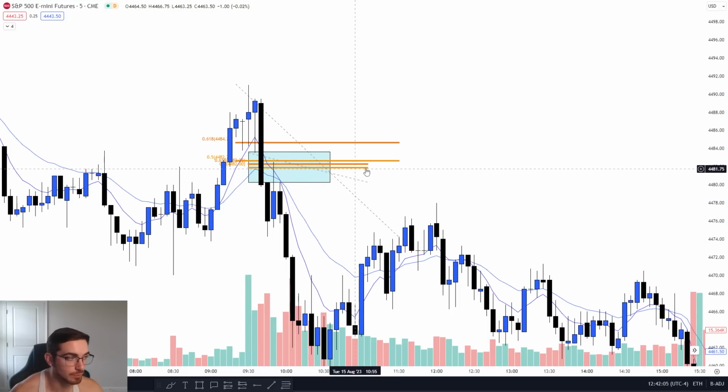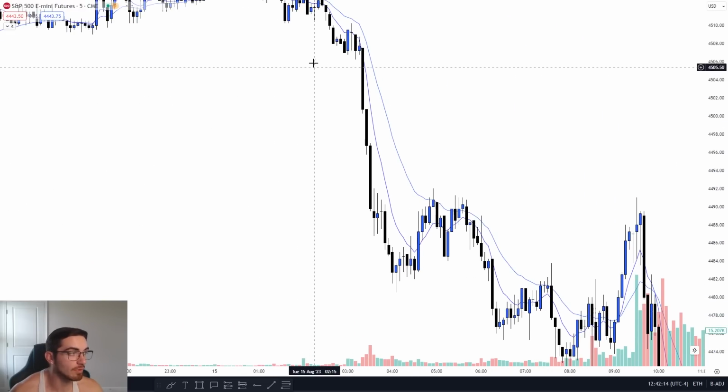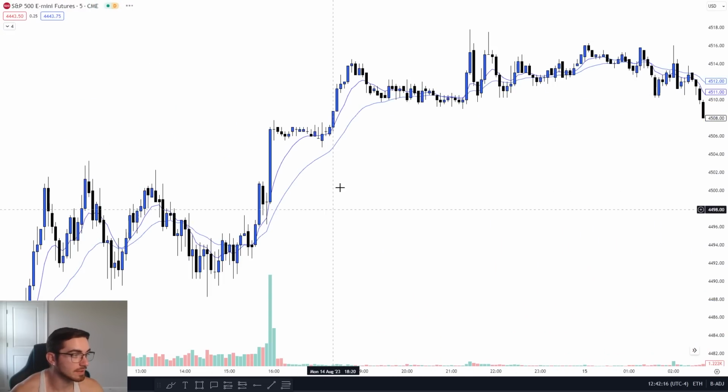So you had a lot of confluence in this one area, the actual 50% retracement, the midway point of the fair value gap, 8 EMA and 21 EMA. So a lot of confluence in that one area confirming the trade. Let's see if we can find another one. Let's go ahead and, I mean, you could have used this one.